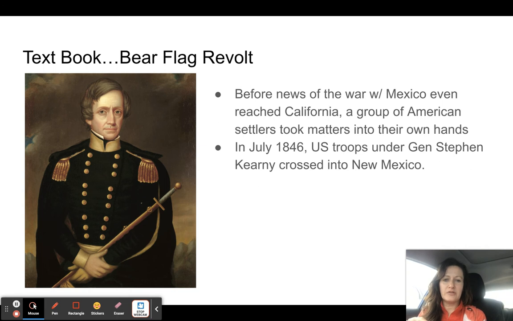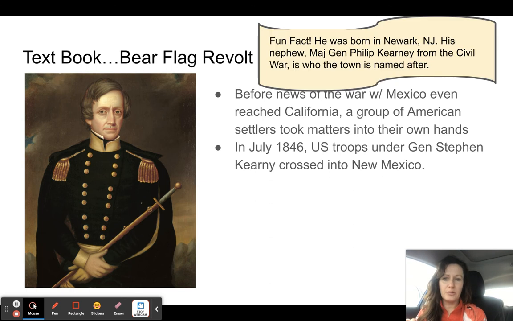In July 1846, U.S. troops under General Stephen Kearny crossed into New Mexico. Now, here's a fun fact I'll share with you. General Kearny, he was actually born in Newark, New Jersey. He didn't really spend his life there, but he was born there.